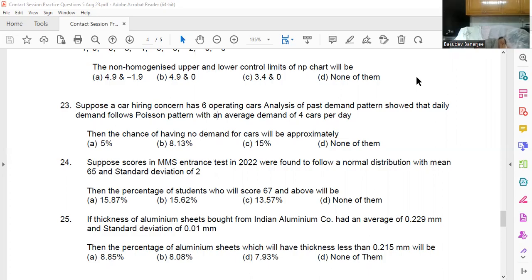S chart, which is S bar, they may ask you what is the standard deviation. Instead of n, it is square root of 2n. Okay, S by square root of 2n is the standard deviation of S chart. Coefficient of variation, I have told you, sigma by X bar. Okay, so therefore that is one thing I wanted to remind you in this chapter.